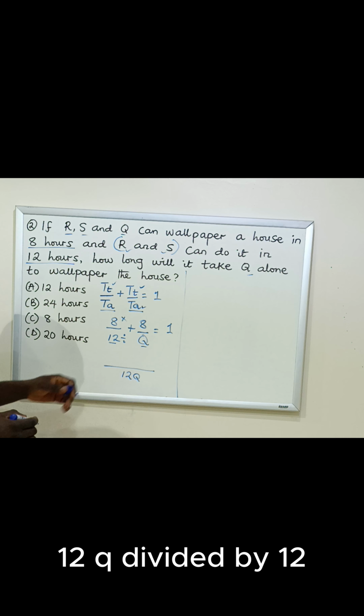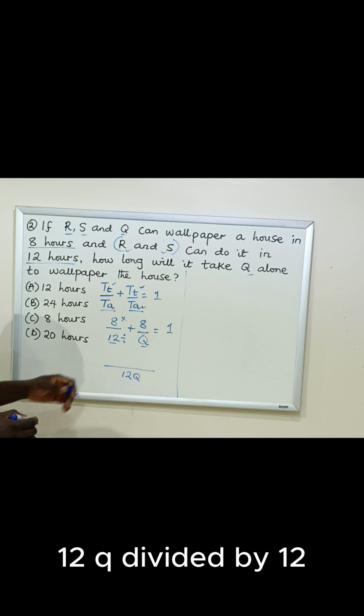If you have a question like this, what do you do? There's a formula I want to show you just in case you've not seen this before. Now, this formula is time together over time alone plus time together over time alone equal to 1. So whenever you see a question like this where objects, people, or machines work together, this formula must come to your mind.